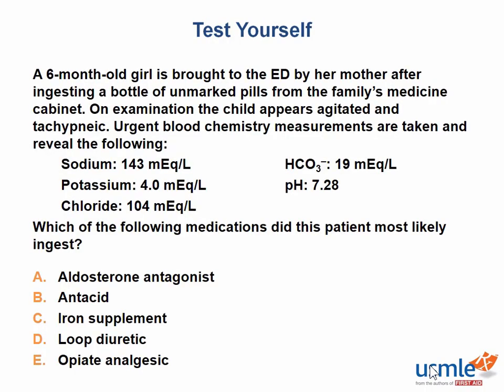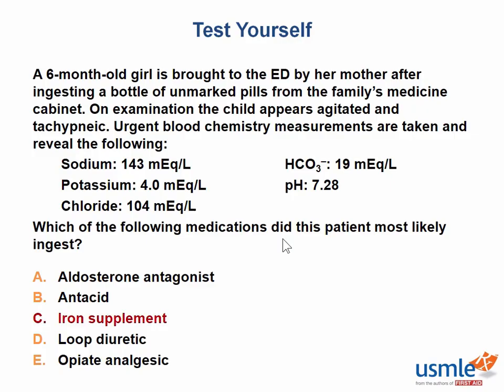Now for a quick test yourself. A 6-month-old girl is brought to the emergency department by her mother after ingesting a bottle of unmarked pills from the family medicine cabinet. On examination, the child appears agitated and tachypneic. Urgent blood chemistry measurements are taken and reveal the following: a sodium of 143, potassium of 4.0, a chloride of 104, a bicarb of 19, and a pH of 7.28. Which of the following medications did this patient most likely ingest?